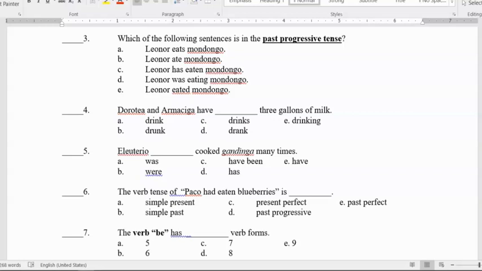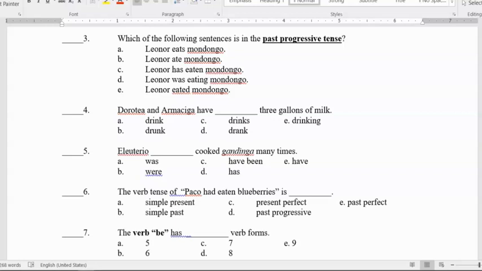Right, so remember, always think about this first and last name thing. If it's simple, it has to be present, past, or future. Now, when it's present, it has to be either perfect, progressive, or perfect progressive. If it's past, it has to be perfect, progressive, or perfect progressive. If it's future, it has to be perfect, progressive, or perfect progressive.